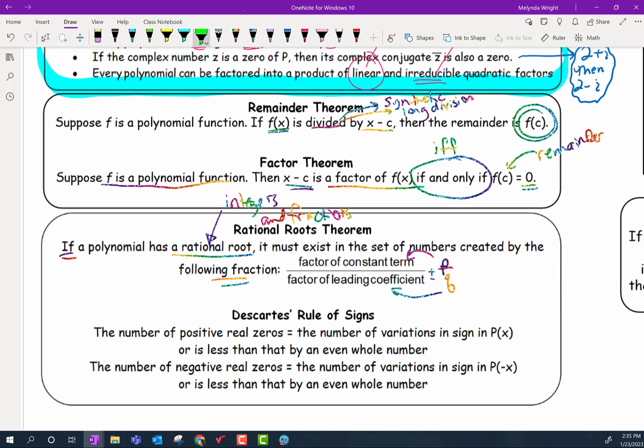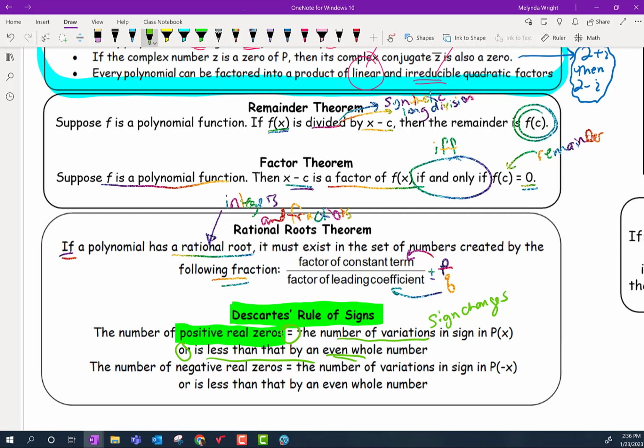We also are looking at Descartes' rule of signs. It's kind of nice, like a guiding theorem or rule. It tells us that the number of positive real zeros is going to be equal to the number of sign changes. Variations in signs means sign changes. The number of sign changes, or less than that number by an even whole number, which is usually what drives students crazy, but I'll talk about that when we get to the example.